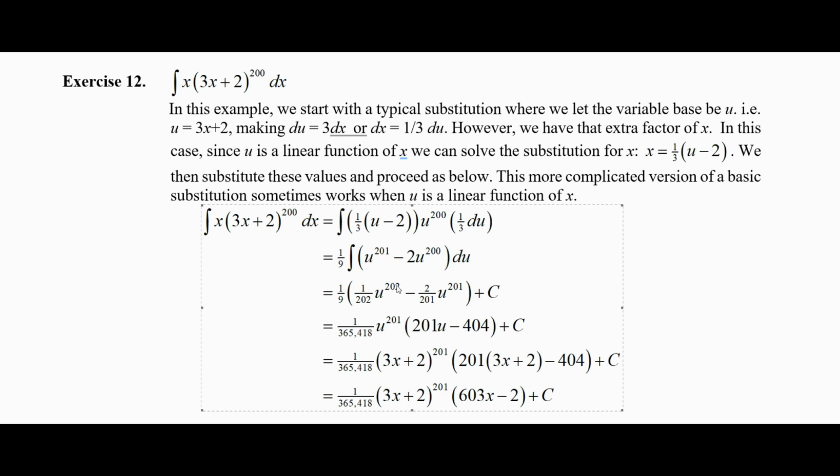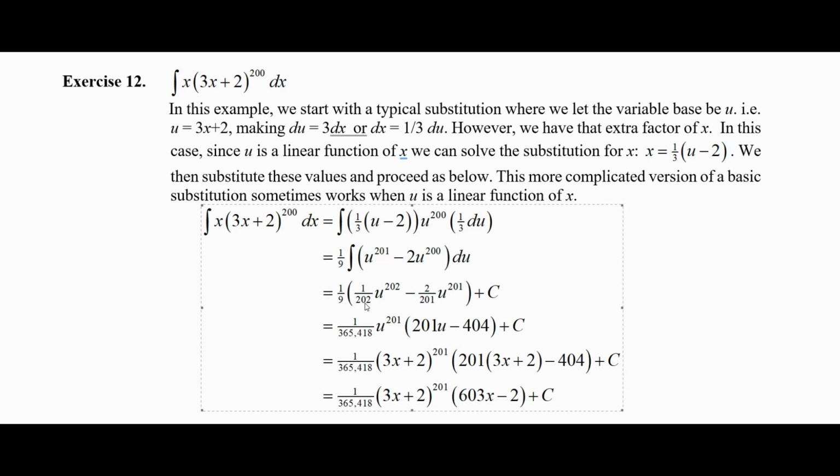Power goes up 1 to 202, multiplied by the reciprocal, so you have 1 over 202 there. Power goes up 1 here to 201. Divide by that, you have -2 over 201. Of course, our integral sign's gone now, so we need a plus c. I could distribute the 1/9 here if I wanted to expand it, or I'd like to have this part of it factored here, then the plus c.